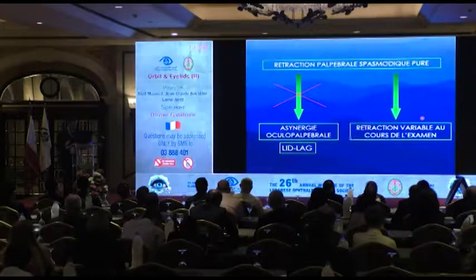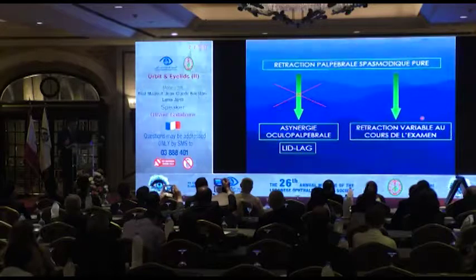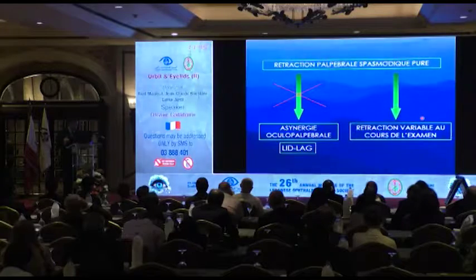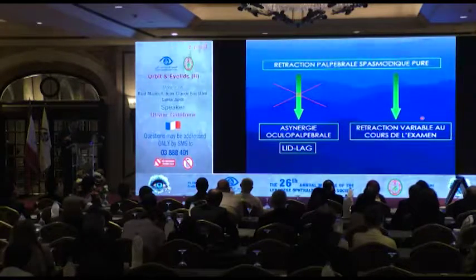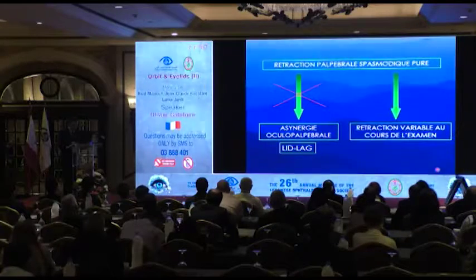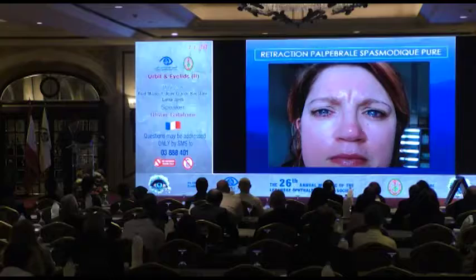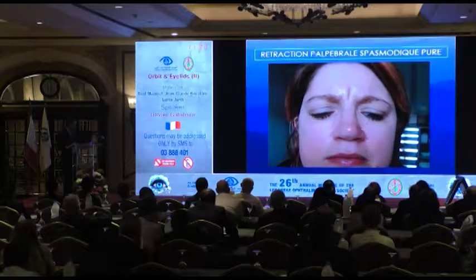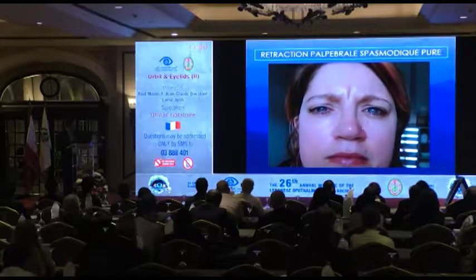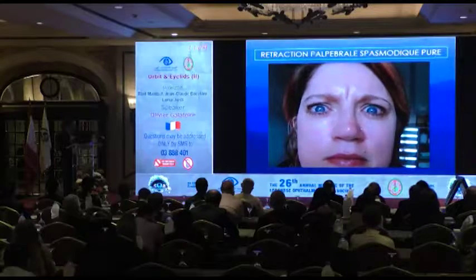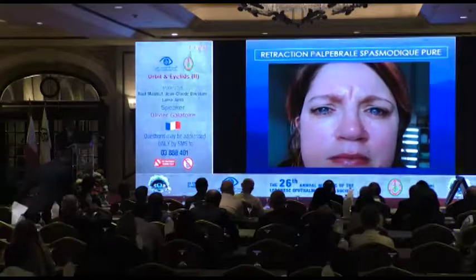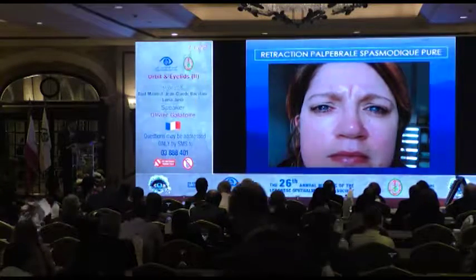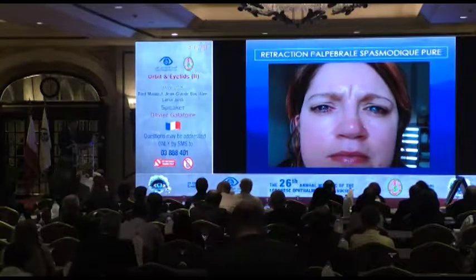How to make the difference between permanent and spasmodic retraction? This is the lid lag. When you ask the patient to look down, the upper eyelid doesn't follow. This is the point of spasmodic retraction. For example, this patient, when she looks straight, she's okay, and you will see little spasms of the eyelid. When she opens, look now, you can see the typical spasms of the levator during the exam. This is a pure spasmodic retraction of the eyelid.